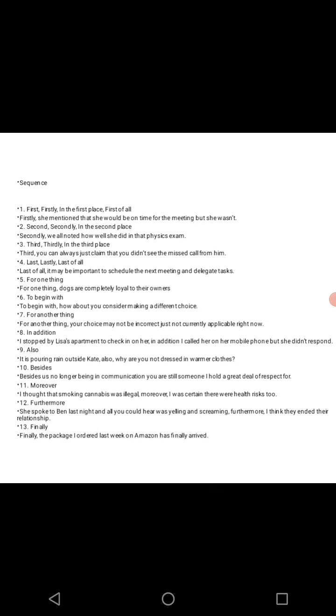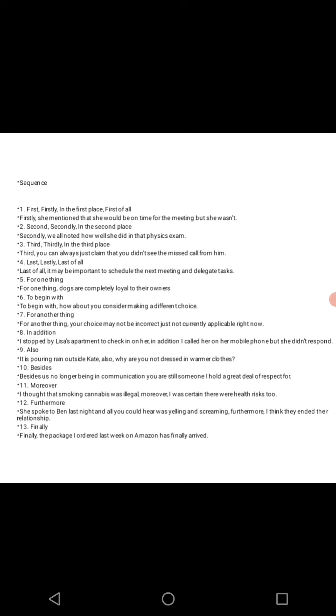Third is "thirdly" or "in the third place," and their example is "third." You can always just claim that you did not see the missed call from me. Four is "last of all," and the example is "last of all." It may be important to schedule the next meeting and delegate tasks.